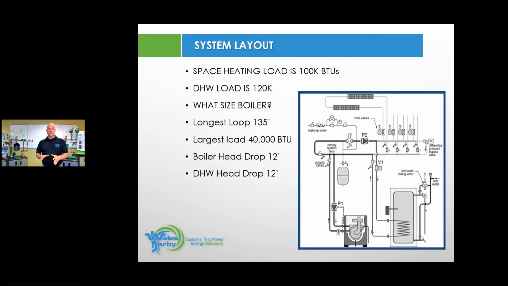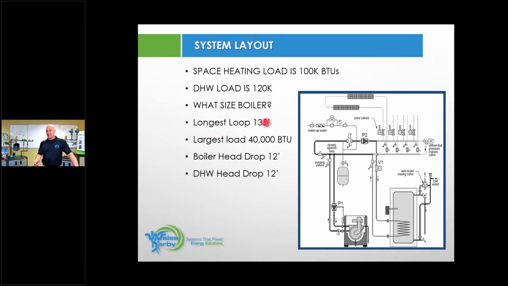The space heating load for this job is 100,000 BTU. All right, so I have 4 heat zones up here, pulling 25,000 BTU each. 4 zone valves, 25,000 BTU each. That's 100,000 BTU. The domestic hot water tank right here, this coil in this tank can absorb 120,000 BTU. You're going to pick a boiler size. That's up to you. 100, 120, doesn't matter to me. Your longest heat circuit is 135 feet.